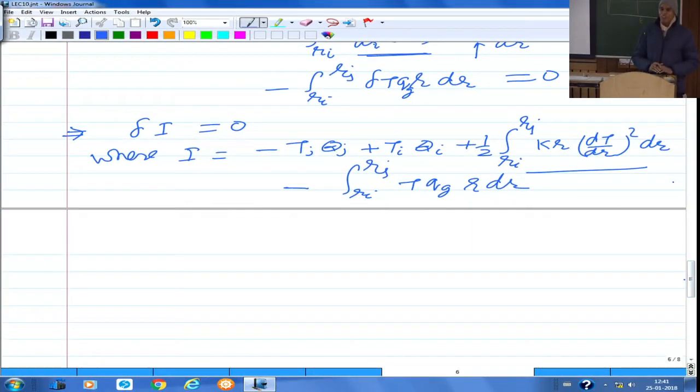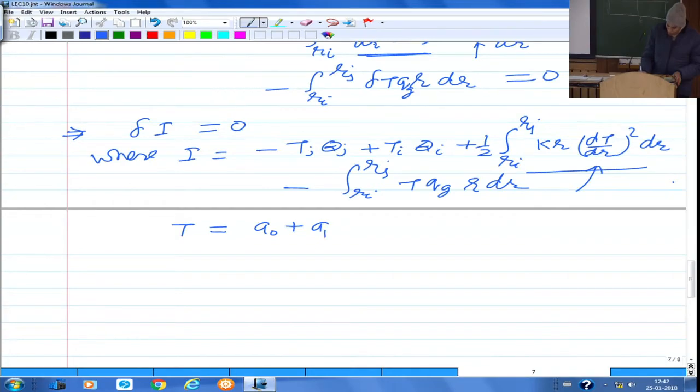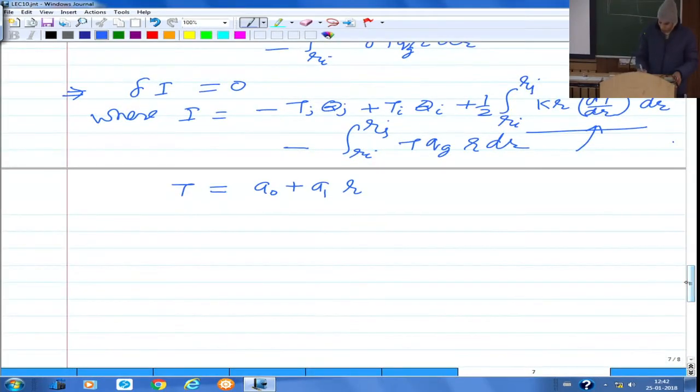Next comes the finite element formulation. Now as you see, the highest derivative involved either in the weak form or this integral functional is the first derivative. So the minimum polynomial we will have to work with is linear in R. So now approximation within the element. I can take T as A0, that's the minimum thing. Of course we can always take more number of terms as we have seen. T equal to A0 plus A1 R. This is the approximation of temperature T within an element.